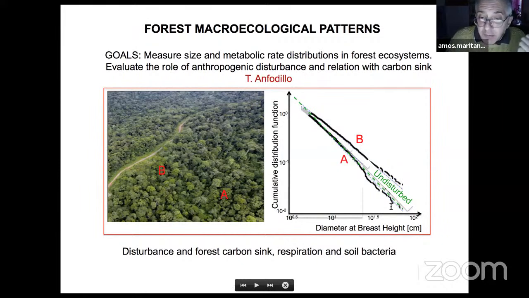So the scaling approach can quantify the degree of disturbance in a forest just by going and measuring the distribution of sizes. The distribution of sizes deviates from the prediction. Based on that, you can say how healthy a forest is. And so you can quantify the degree of wellness.